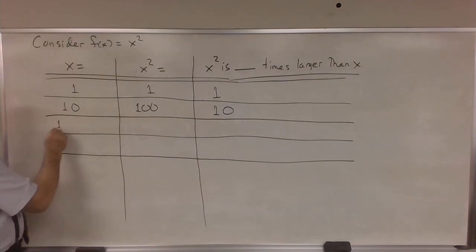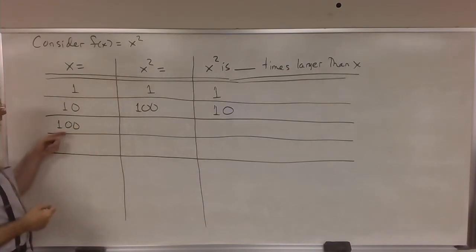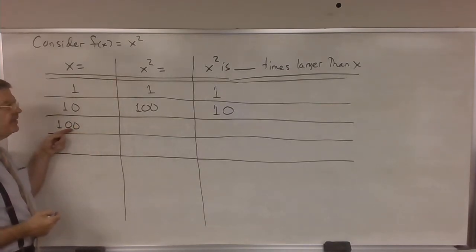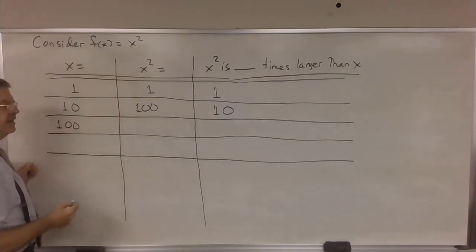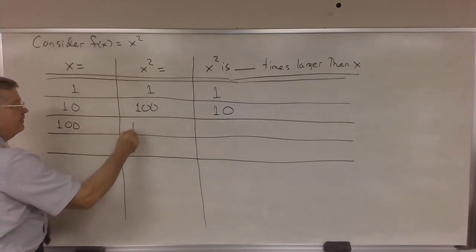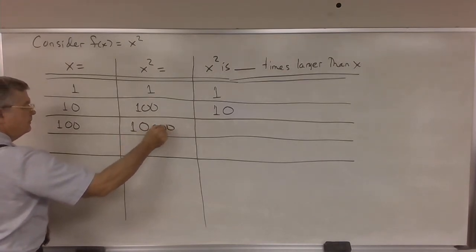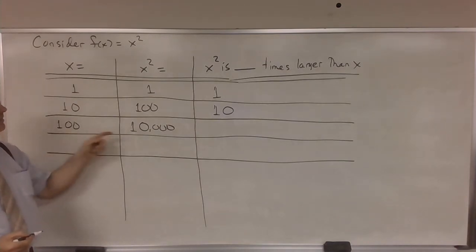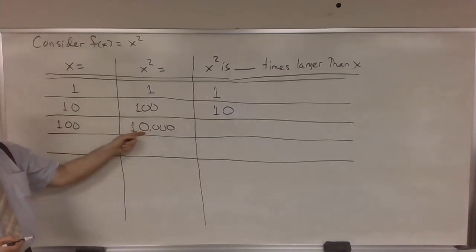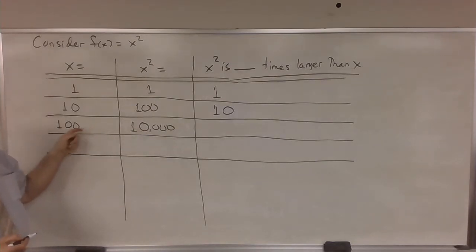Now let's make x 100. If x is 100, x squared, let's see, 100 is 10 squared. So 100 squared is going to be 10 squared squared, or 10 to the fourth. So I guess that's going to be 10,000. So x is 100, x squared is 10,000, and x squared is 100 times larger than x.